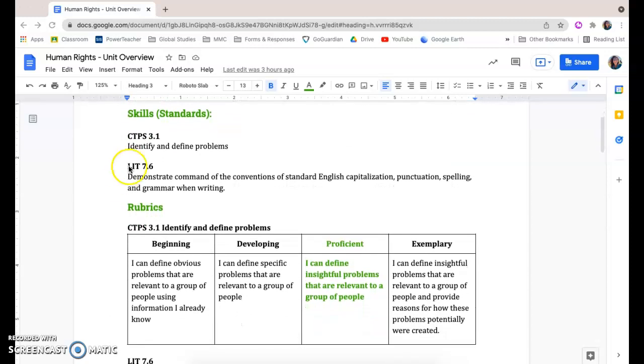The skill that we are working on is a critical thinking and problem solving skill. We are focusing on how to identify and define problems, as well as our basic literacy skill of showing a command or control of standard English with capitalization, punctuation, spelling, and grammar.